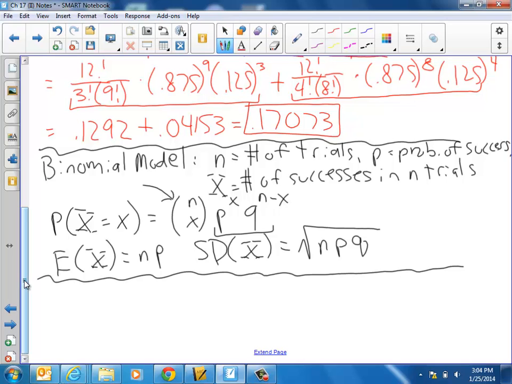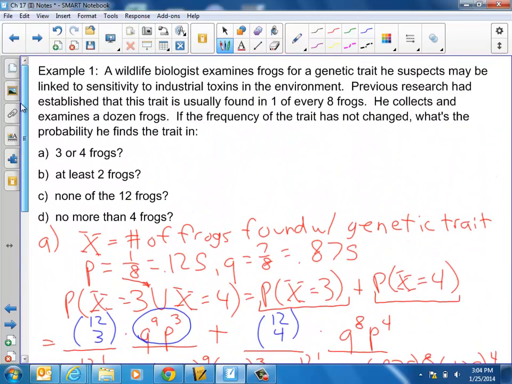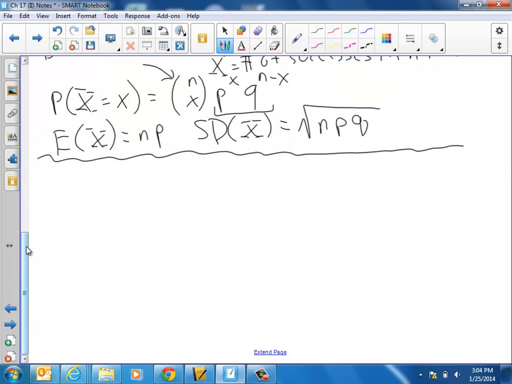All right, let's work on part B. Now that we've got the binomial model laid out for us, let's get some more play with it. What's the probability that I find at least 2 frogs of the 12 with this genetic trait? Okay, so we're going to combine the idea of the complement here with the binomial model. So the probability that, still using the same variable X, because success is defined the same way. Success is still seeing the genetic trait from the frog that we've pulled.